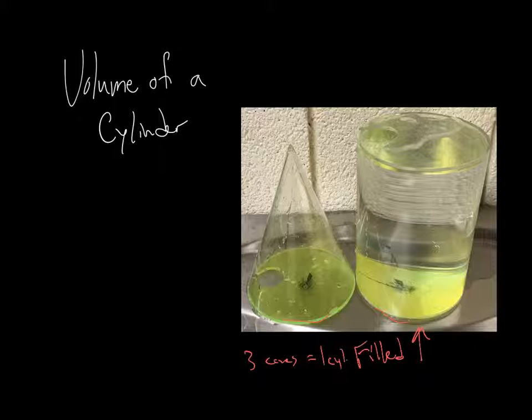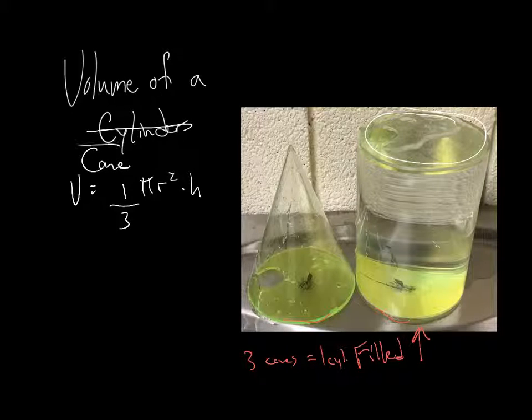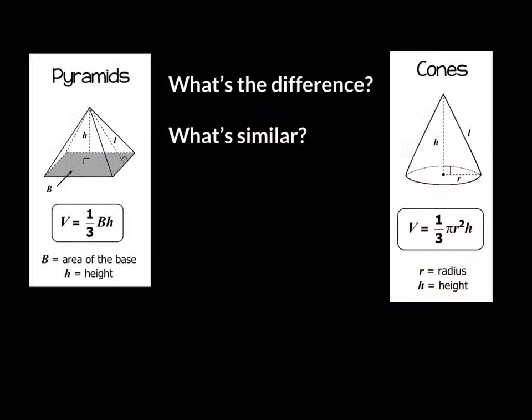So the base is being the same, the height's being the same. So if the volume of a cylinder was originally pi r squared, the area of the top or the base, times the height, if it takes 3 cones to make one cylinder, then how do we go in reverse? We divide by 3 or multiply by 1/3. And there's the volume of a cone formula. And that's where it comes from.